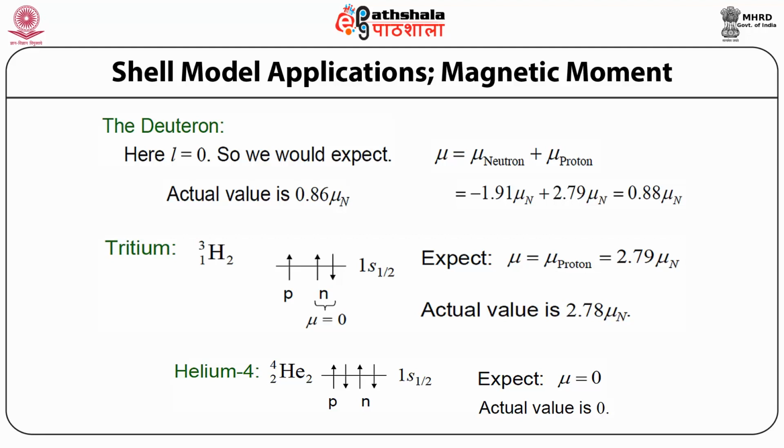In case of helium 4, there are two protons and two neutrons. So, protons are in the s orbital, neutrons are in the s orbital. Since protons are coupled, they are paired up in s orbital, the total spin is 0. Two neutrons are in the s orbital, they are also coupled, total spin is 0. So, expected mu is equal to 0, and actually in the experiment the value obtained is also 0. So, it shows that shell model can predict the ground state magnetic moment in odd nuclei also.